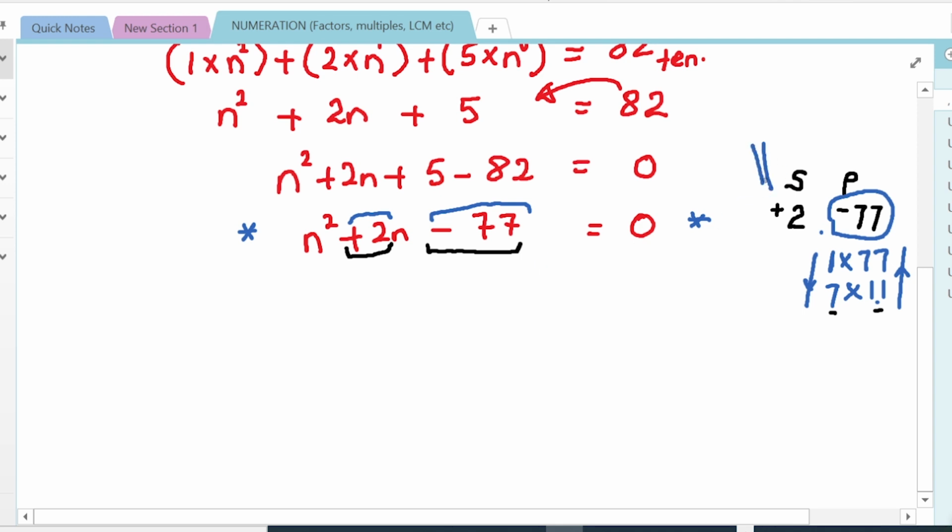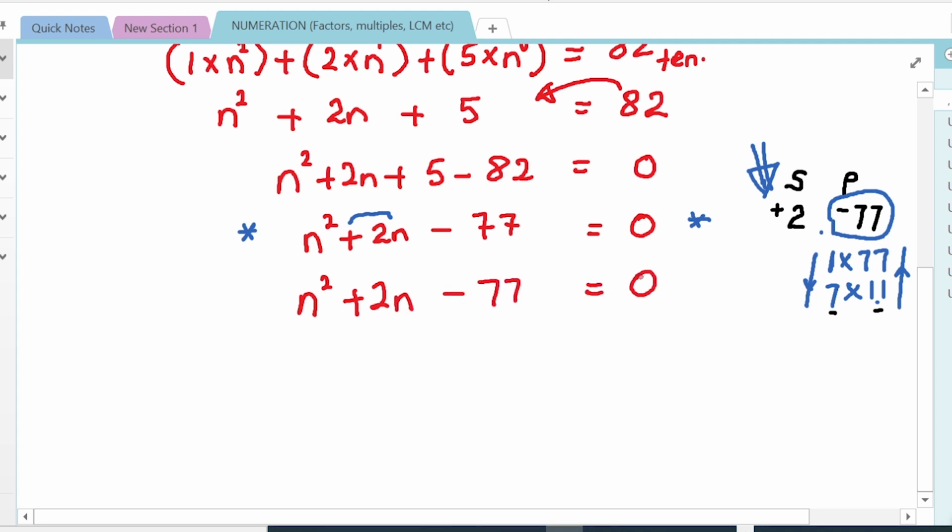Since we are failing to get the two factors directly, we complete squares. So how do we complete squares? Now I expect that the technique of completing squares is something that you have done in class, but I'll do a recap of how to complete squares here. So when we complete squares, this is what we do. It's going to become n squared plus 2n minus 77 is equal to 0. Let me first rewrite that one. So I move that number away first, so it becomes n squared plus 2n is equal to 77.